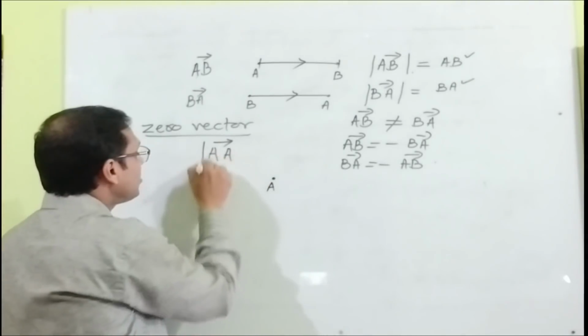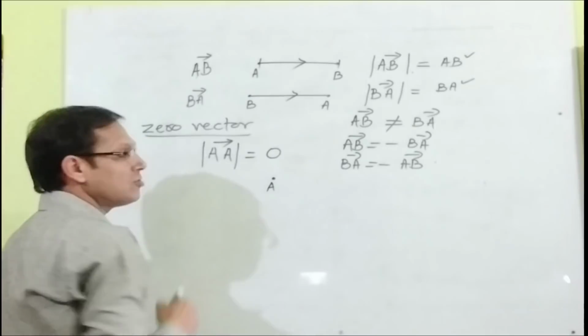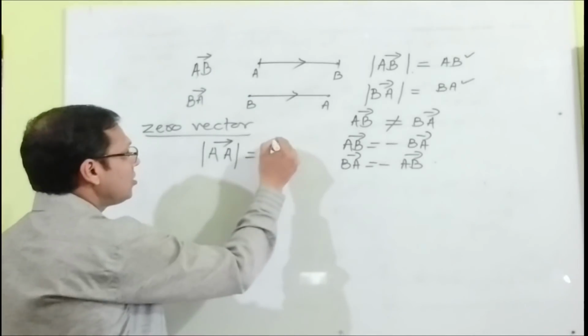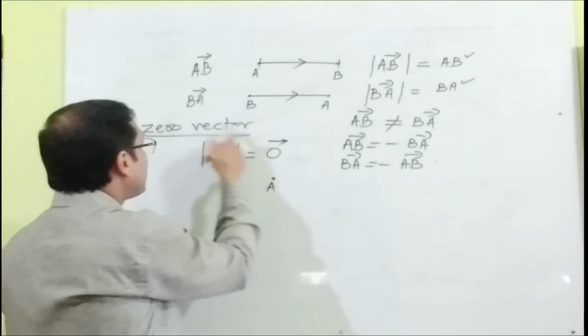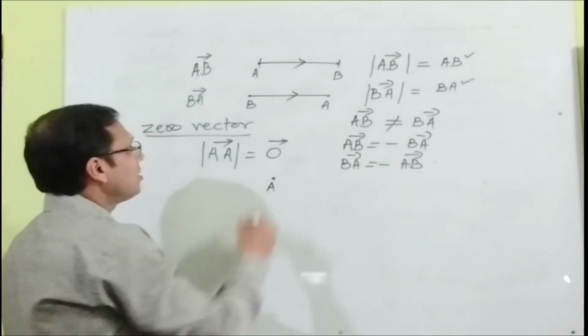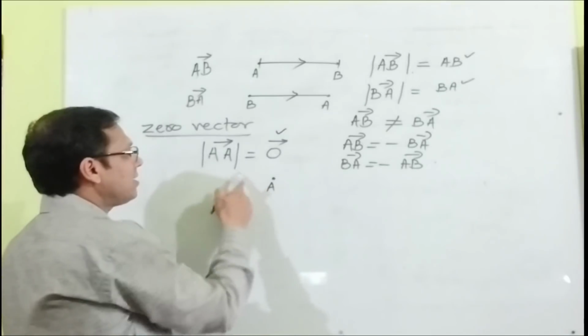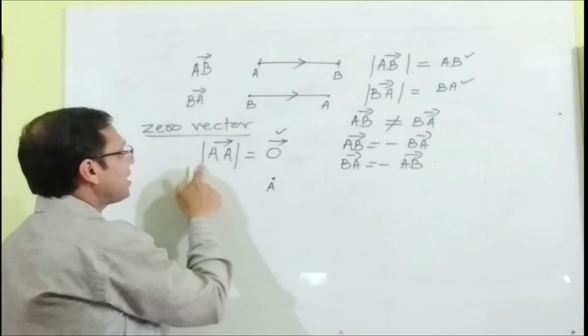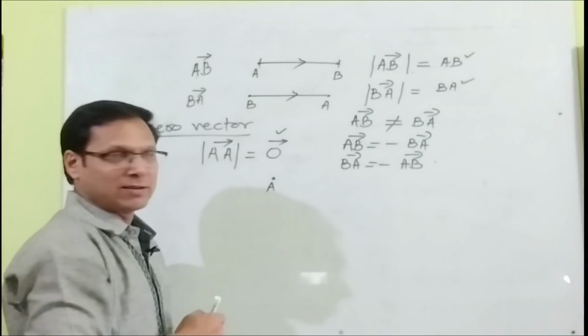So its magnitude is equal to how much? There is no magnitude, that's why 0. So you can denote the zero vector as 0 with one arrow mark above it, this is the zero vector whose magnitude is equal to 0. So you can take vector A as the zero vector.